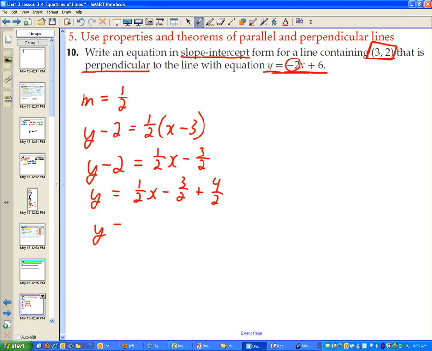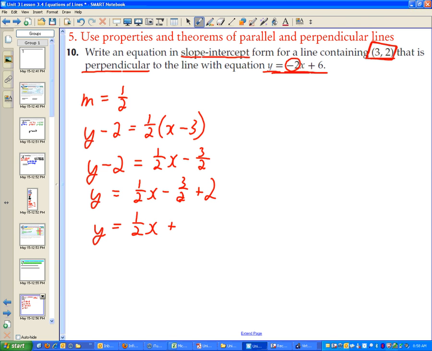So y equals 1/2 x. So what's -3/2 plus 4/2? All right, I've lost you. Let's try again. Let's not do that. That was silly. Why did I do that?